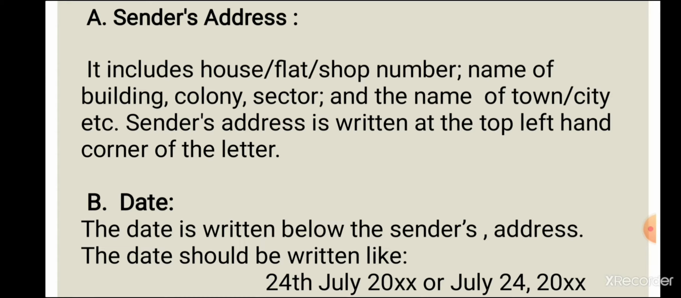Then students, below the sender's address, write the date. Whatever you write, it should be in a proper format. The date is written below the sender's address, and for example we can write first of all 24th, then the month, whatever it is, then the year. Like this, it should be in a proper format, below the sender's address.